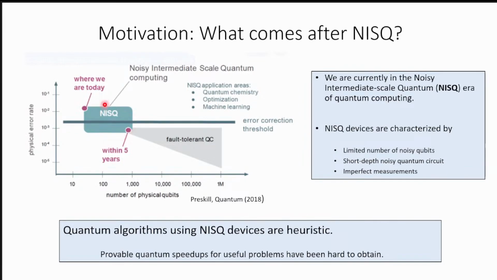So on one hand, we have this NISQ era, which we should be currently transitioning from, and on the other hand, we have fully fault-tolerant quantum computers, which are decades away, right? So the motivation for this talk is essentially what comes in between. As we transition from the NISQ era, what kind of devices do we have, and can we implement generic quantum algorithmic paradigms with a provable quantum advantage on these intermediate devices? All right, so that's the basic framework of the talk.